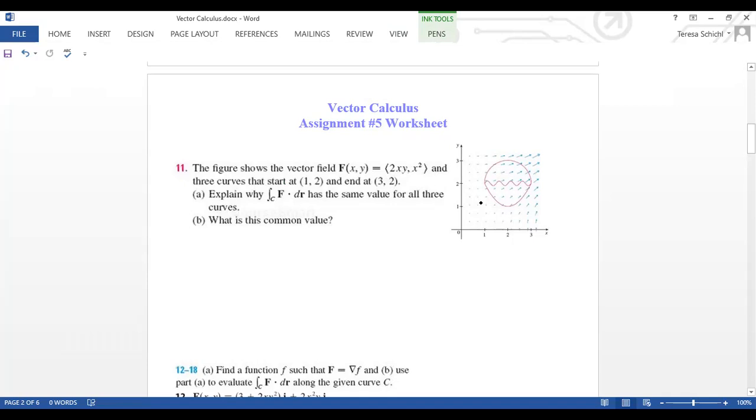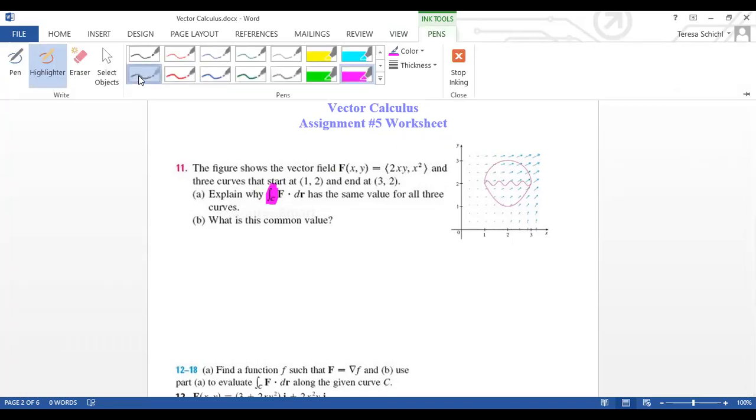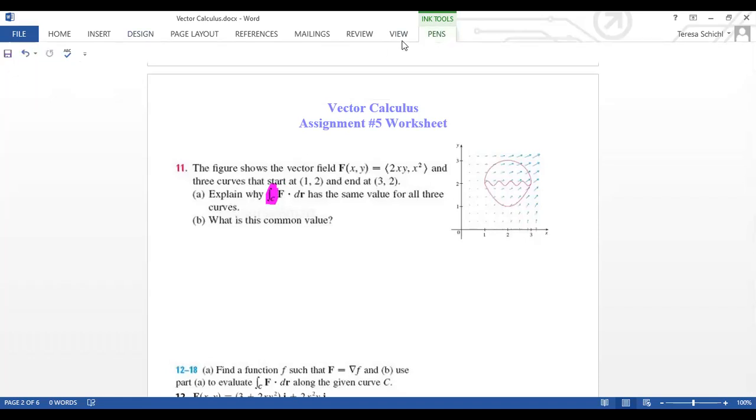And we have 3 curves, from (1, 2) to (3, 2). This is curve 1, which looks like an X here, then curve 2, curve 3. So part A, let's say explain all this integration. This line integral for all these 3 curves has the same value. That means it's path independent. So how do I explain it?